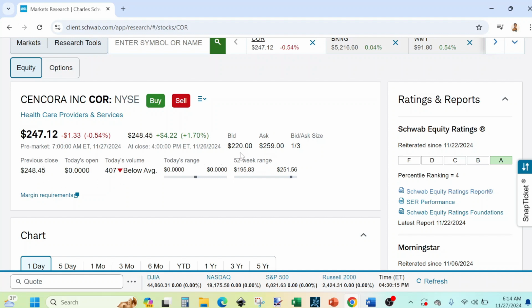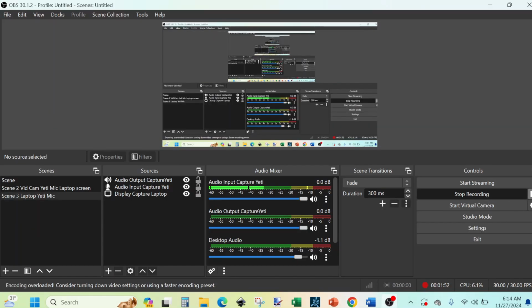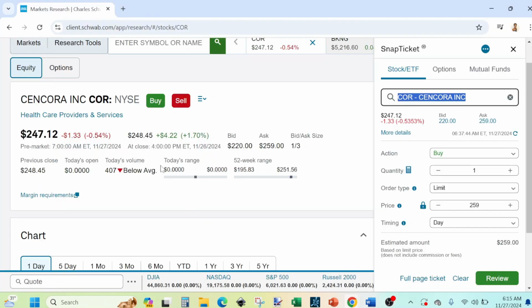That means earlier this morning the market was open for investors or traders that traded before the market's official opening, and the price at that time was 247.12, but at closing it was 248.45, because the market closed yesterday at 248.45. So we are going to place the order.